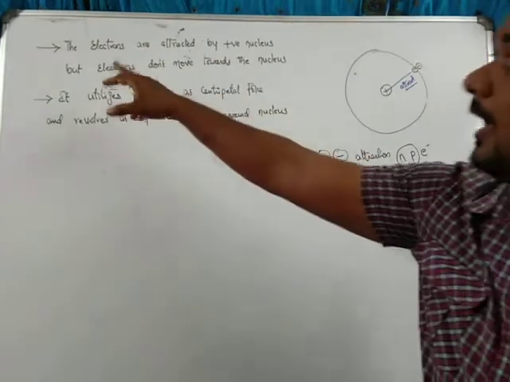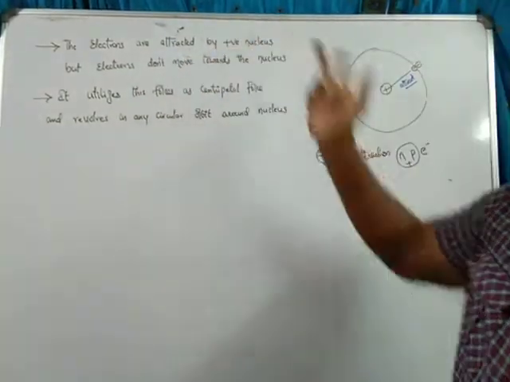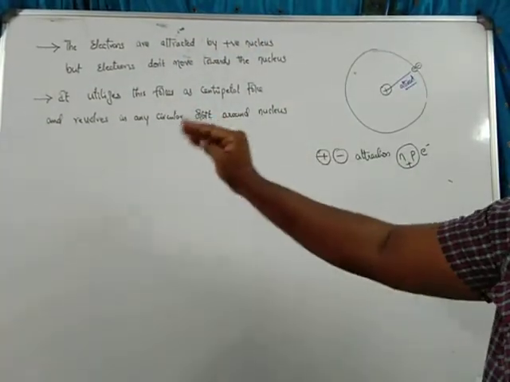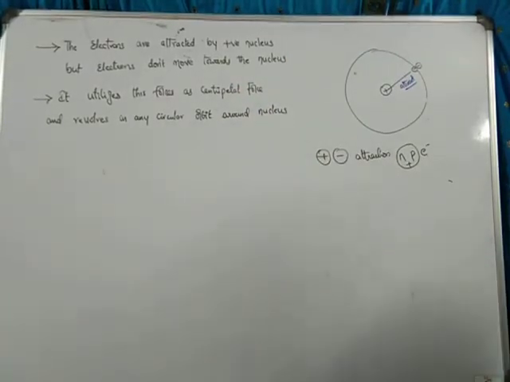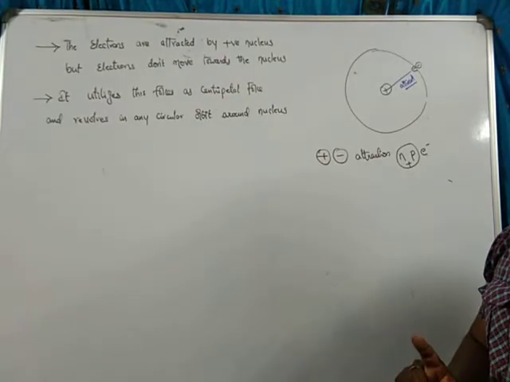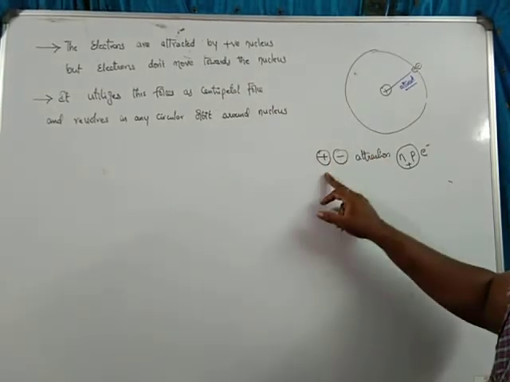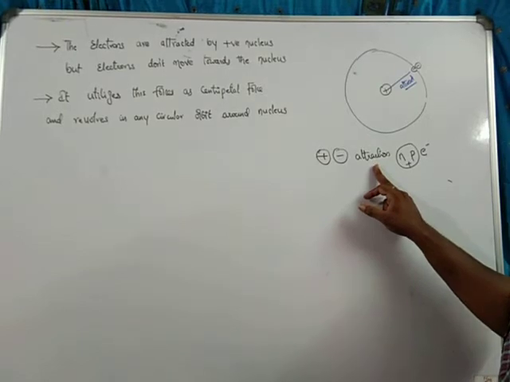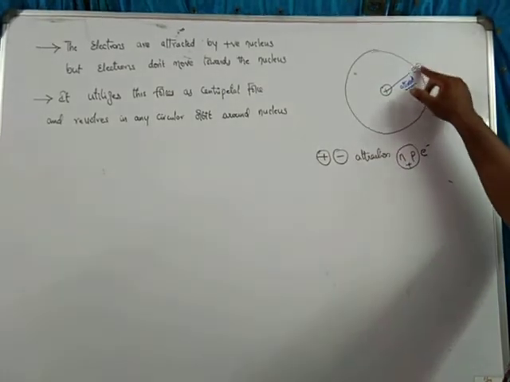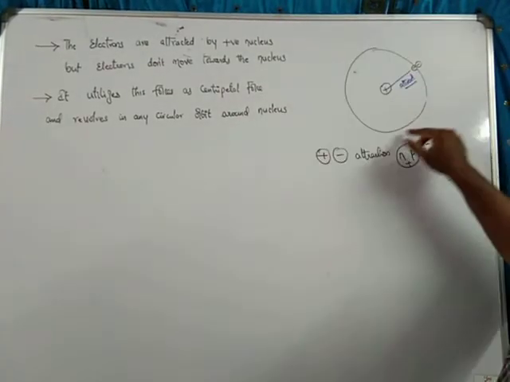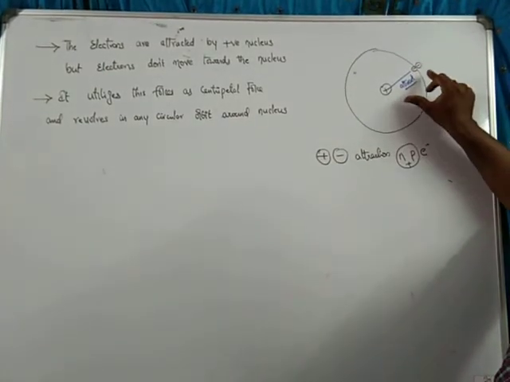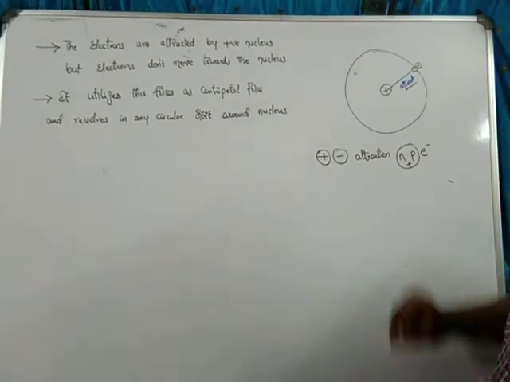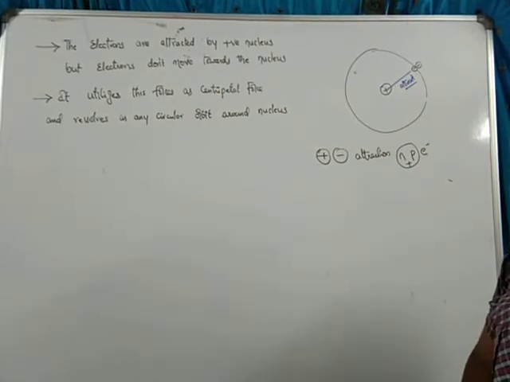But the electrons are attracted by the positive nucleus, yet electrons do not move towards the nucleus. Why is it not moving towards the nucleus? You got my question? Whenever there is a positive and a negative charge, there is an attraction. Here we have a positive charge, and the electrons revolve in a circular orbit. The negative charge will attract the positive, so it has to move towards it, but it was not moving.